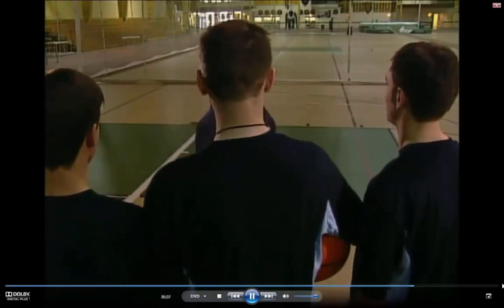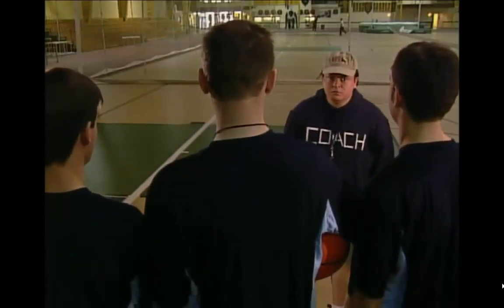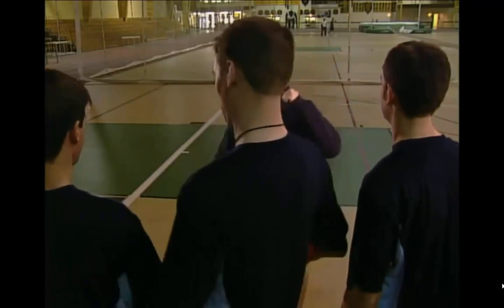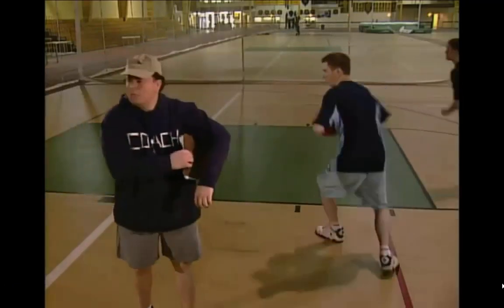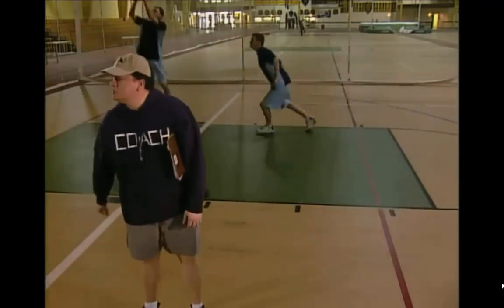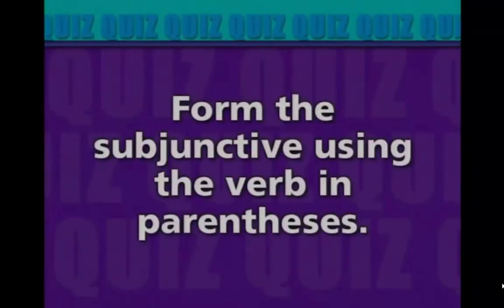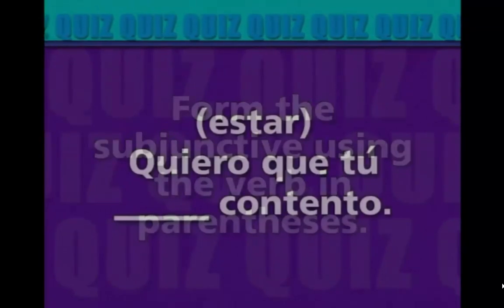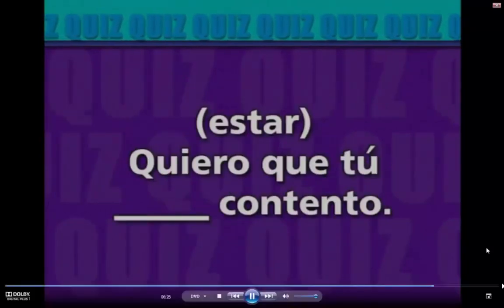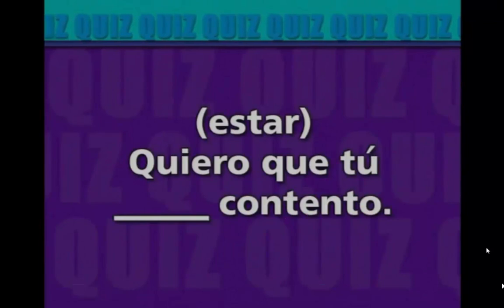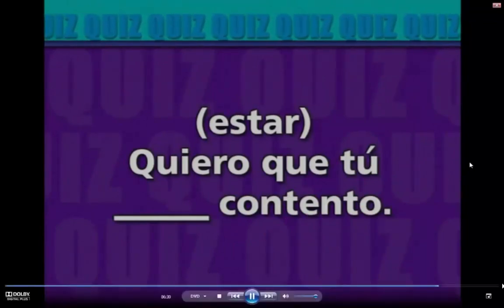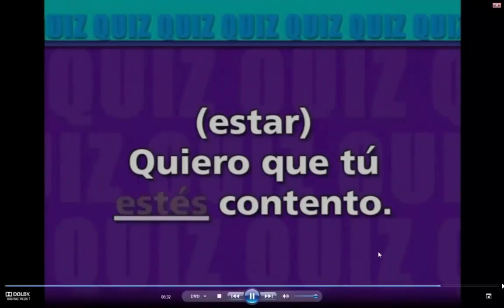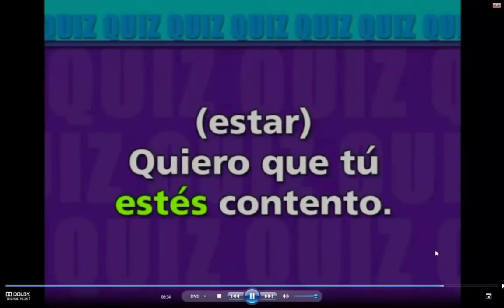That was a lot of verbs. So what are you waiting for? Get practicing. Bring me the quiz. Form the subjunctive using the verb in parentheses. Estar. Quiero que tú contento. Quiero que tú estés contento.